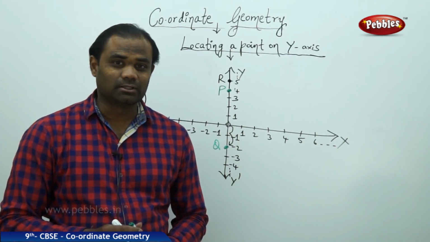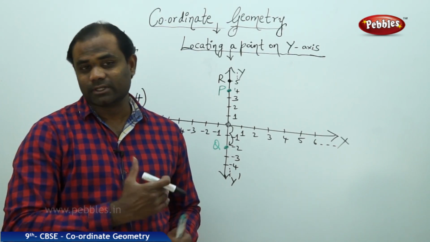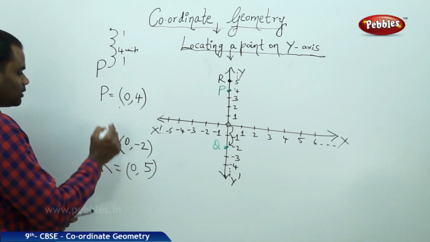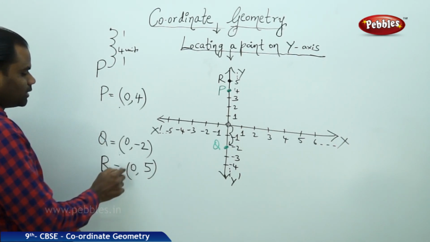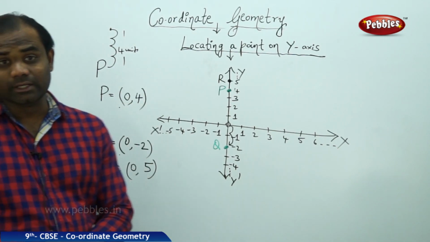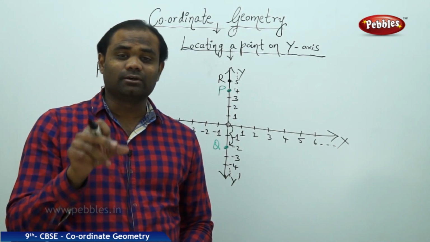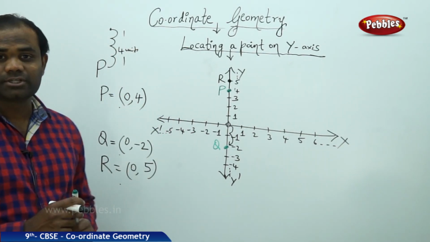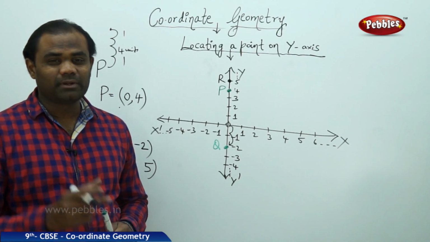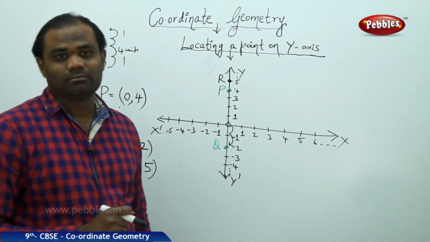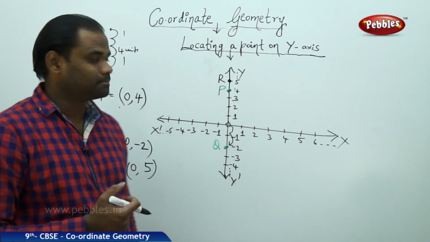Now comes the question: what is the outcome of this investigation? We clearly see that in each case the x coordinate is 0 and the y coordinate changes according to the position of the point. Each x coordinate being 0 implies that for every point on the y-axis, the abscissa will be 0, unlike the x-axis.